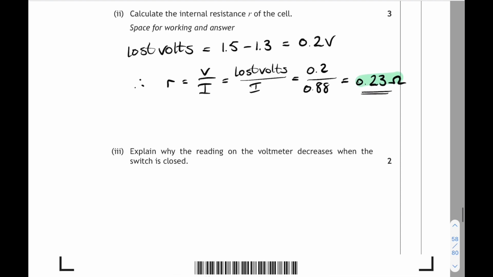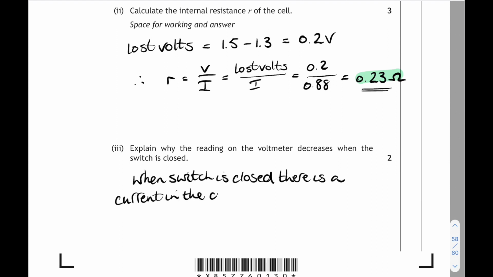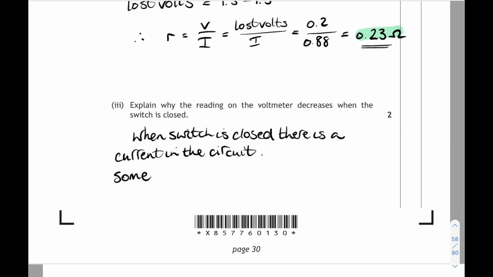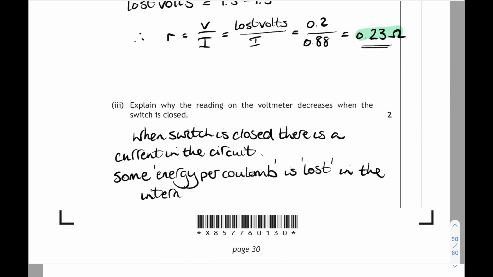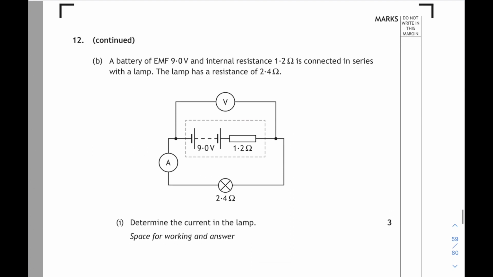In part 3, explain why the reading on the voltmeter decreases when the switch is closed. Well, when the switch is closed, there's a current in the circuit. That means the battery is doing some work. And when the battery is doing some work, some energy per coulomb is lost inside the battery. It's in the internal resistance of the cell, and we call that the lost volts.